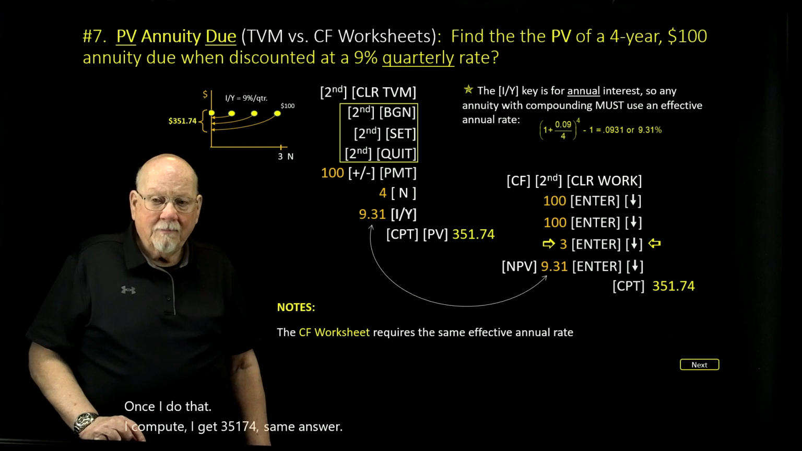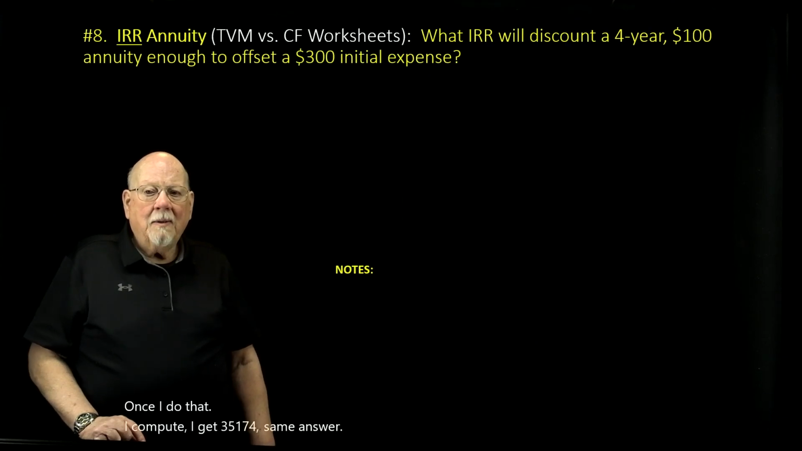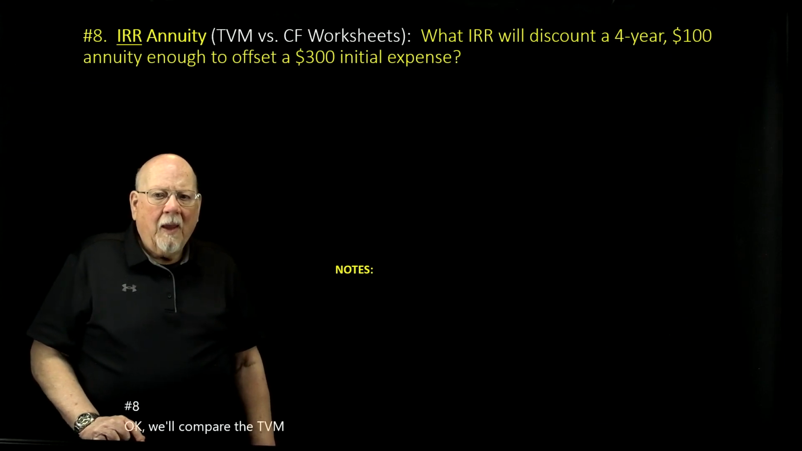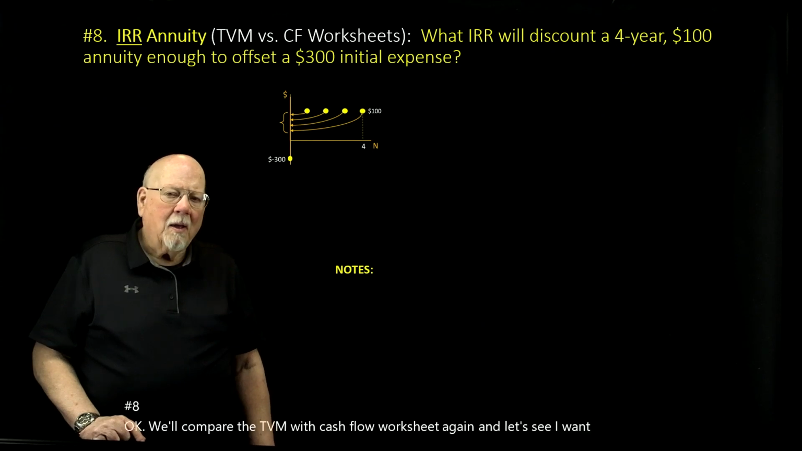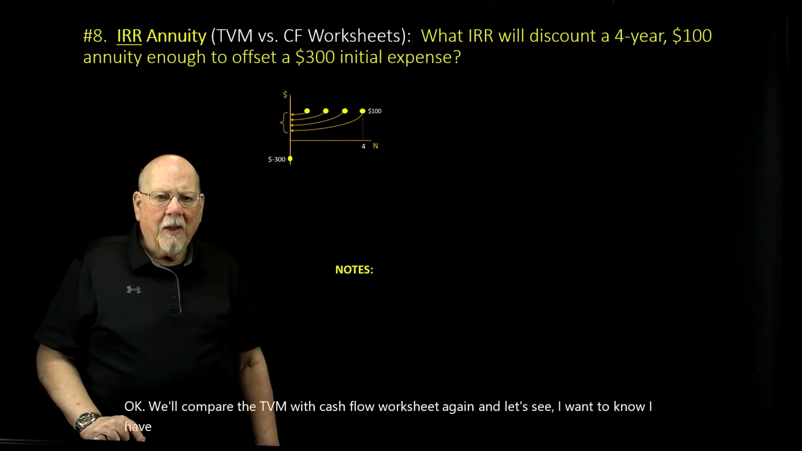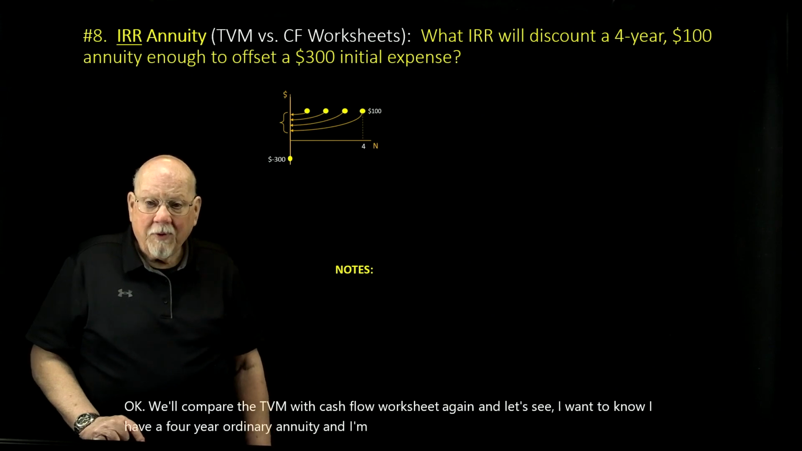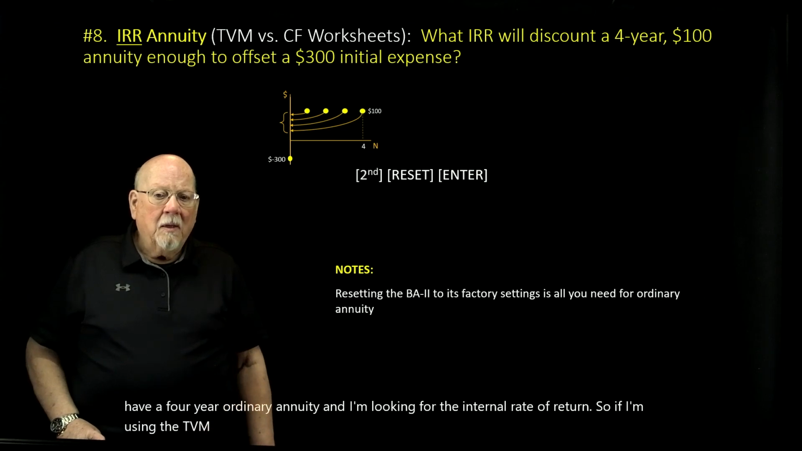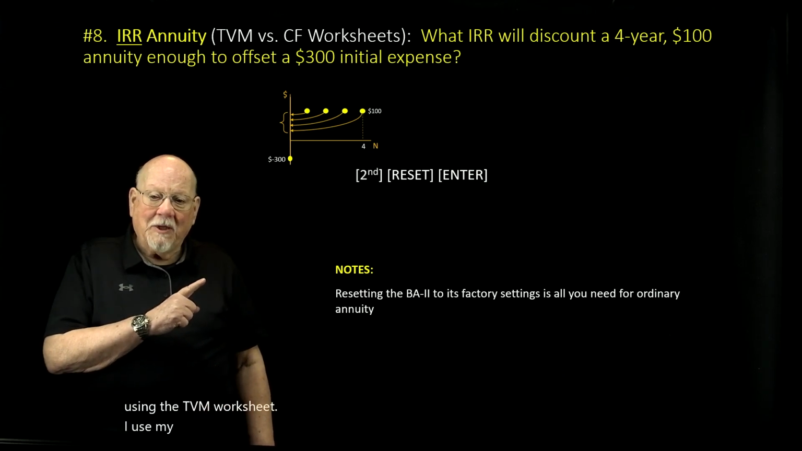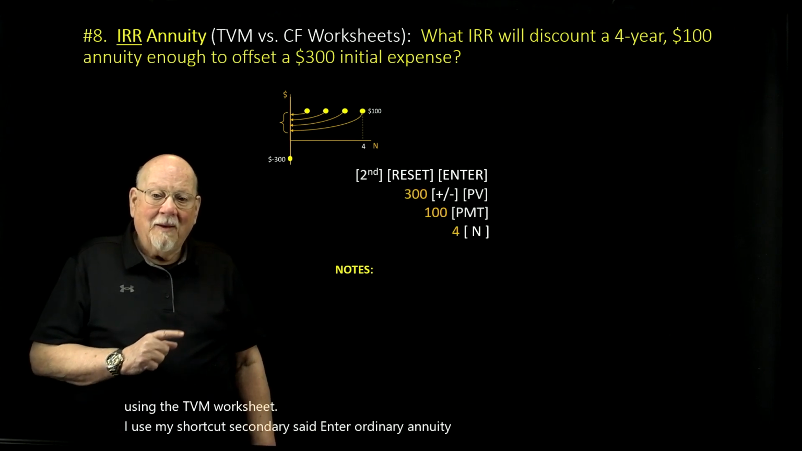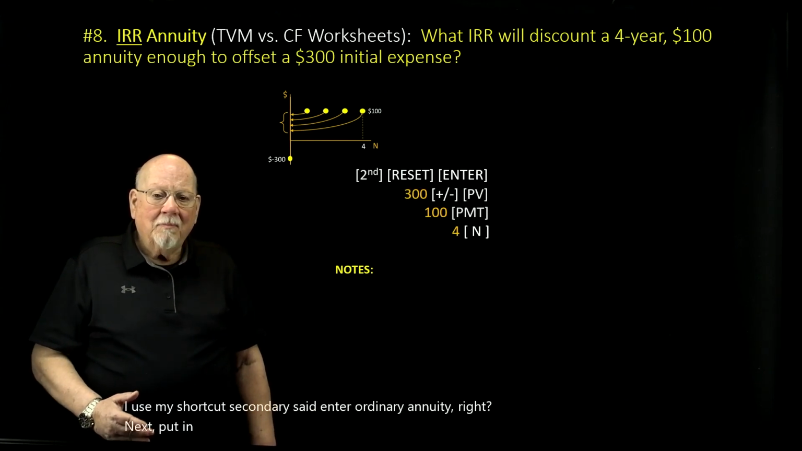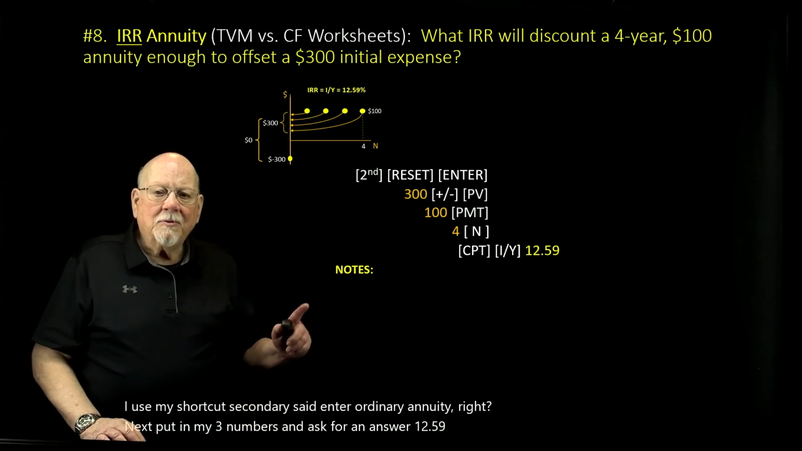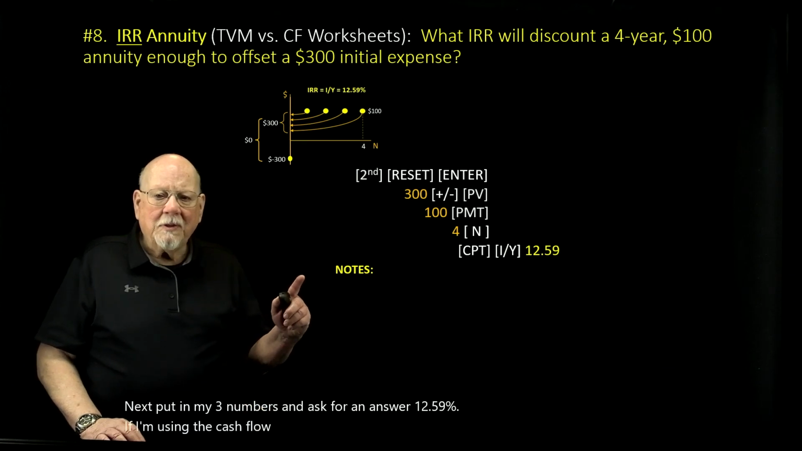Number 8. We'll compare the TVM versus the cash flow worksheet again. I have a 4-year ordinary annuity, and I'm looking for the internal rate of return. If I'm using the TVM worksheet, I use my shortcut, second reset enter, ordinary annuity. Next, put in my 3 numbers and ask for an answer: 12.59%. If I'm using the cash flow worksheet, it's almost as easy.